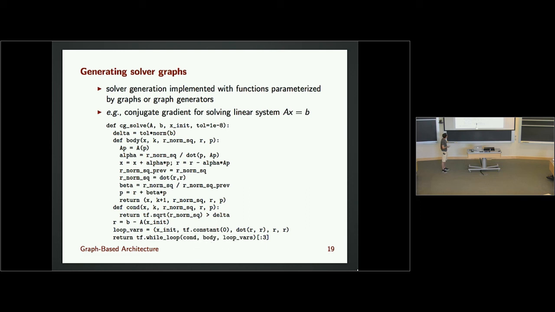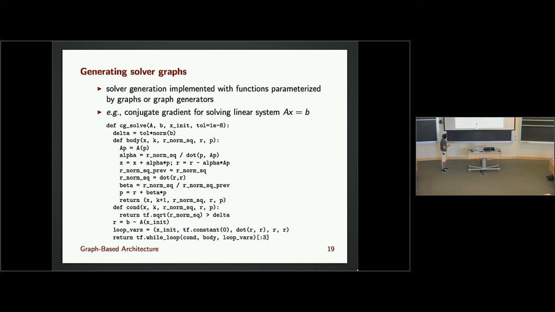So here's an example of what I mean by solver generators. So essentially, you're just building a giant computation graph. And so you can decompose it into functions that generate the different pieces of this graph. So in this case, we have a function that generates the conjugate gradient method, given a function A. So basically, given this representation of the matrix A, that allows you to generate a graph that represents multiplying A by some vector P.